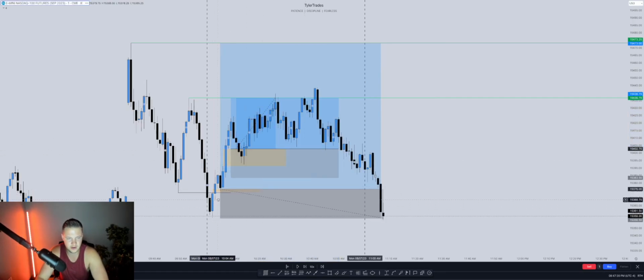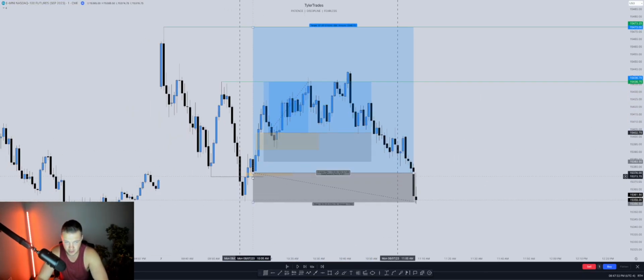You definitely could have. I will say this would be a trade that I would take if I had SMT divergence at the lows with ES. Obviously, for the sake of this video, we're just looking at the NQ chart only, so we're not really factoring in any SMT divergence. But I will say, if there was SMT divergence, I would take this.